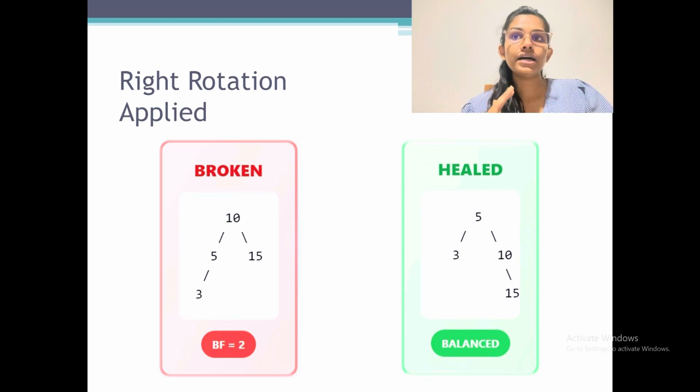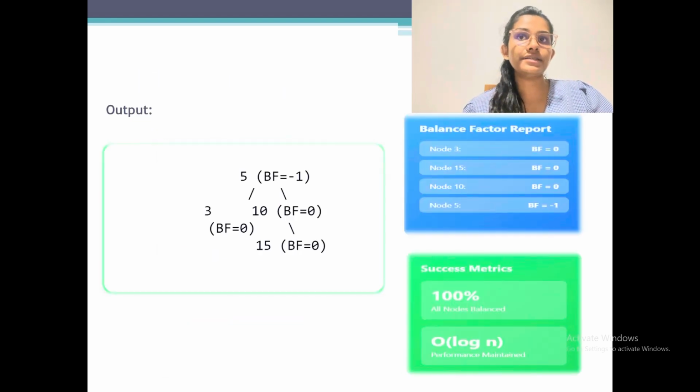After this rotation, let's verify the balance. Node 3 has a balance factor of 0. Node 15 has a balance factor of 0. Node 10 now has both children at height 1, so its balance factor is 0. Node 5 has a left subtree of height 1 and a right subtree of height 2, giving it a balance factor of -1. Everything is balanced again.